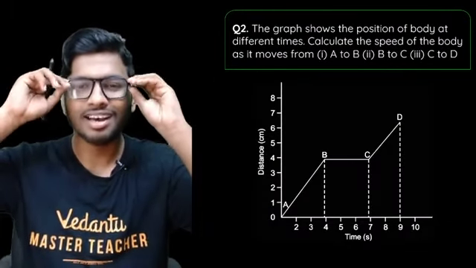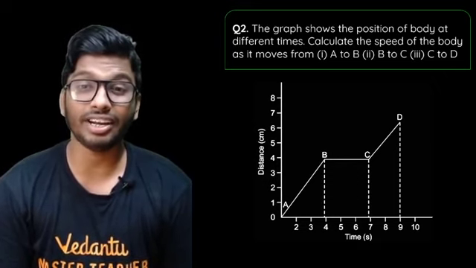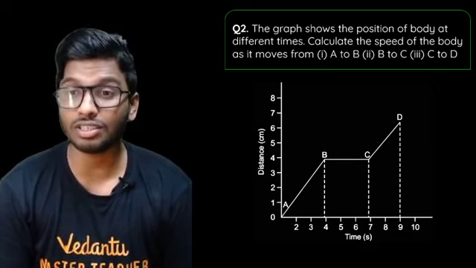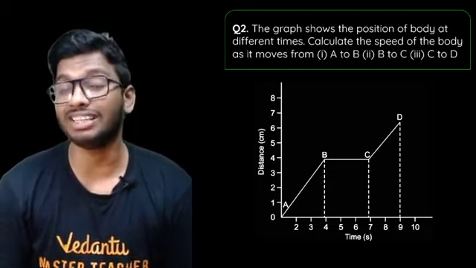This is an interesting one. The graph shows the position of a body at different times. Calculate the speed of the body from A to B, from B to C, and from C to D. So you're supposed to find out the speed between these 3 points.